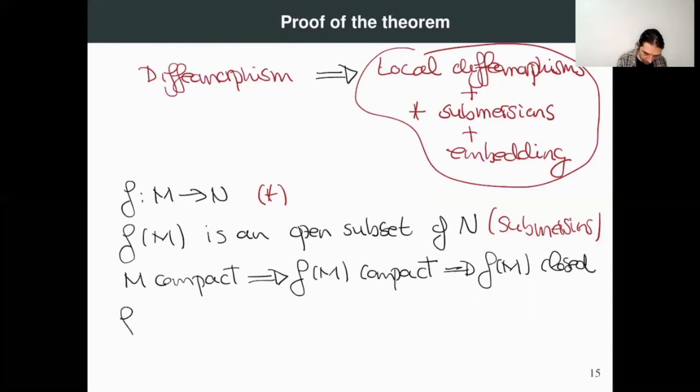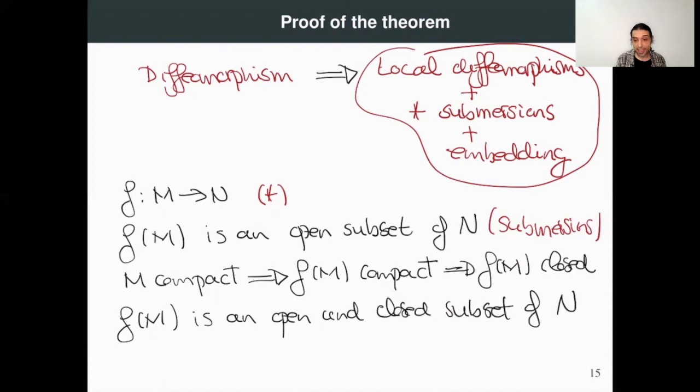And now we have that the image of M is an open and closed subset of N. And N is connected because F is a diffeomorphism from M to N, and M is connected. So N is connected too. In particular, that implies that the image of M is the whole N, right? And now we're in a situation in which F is a local diffeomorphism, which is surjective, and it is also injective because it is an embedding. So it's a diffeomorphism. Okay?